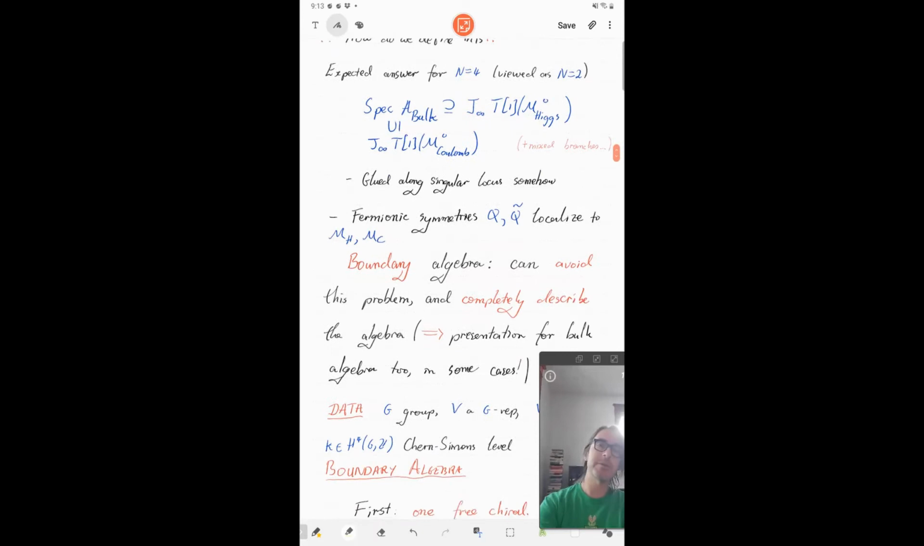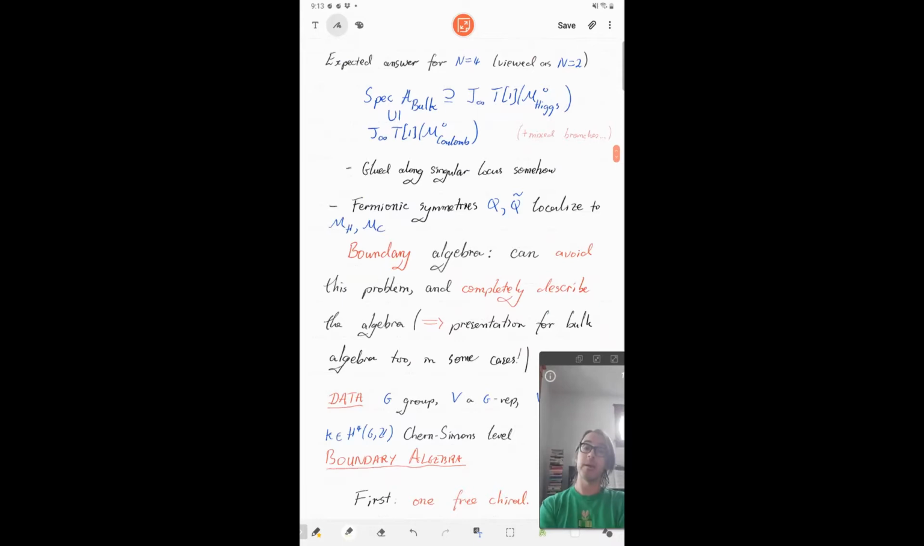Suppose I take an N=4 theory, and I view it as N=2, that is, I take this N=2 twist, and suppose I was able to define the bulk operators, and I take its spectrum. The kind of thing you might find is one part of it should look like the infinite jets on the shifted tangent bundle of the Higgs branch, and another part of it should look like the infinite jets on the shifted tangent bundle of the Coulomb branch. So it's something that should know about the Higgs and Coulomb branches of the N=4 theory. But there might also be mixed branches.